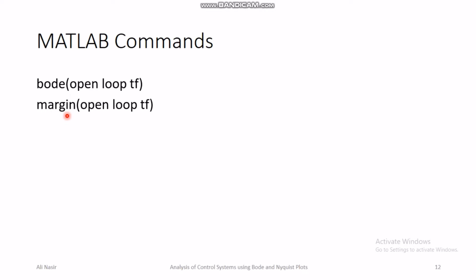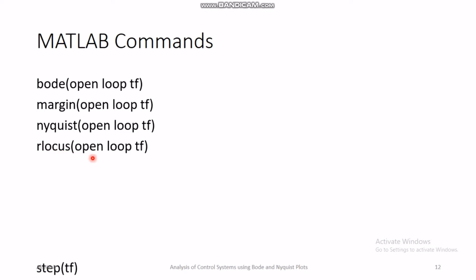Similarly, there is a Nyquist command in MATLAB. If you use the Nyquist command, it provides you the Nyquist plot for the open loop transfer function, which you can use to determine the gain margin, phase margin and stability property of the closed loop transfer function. Then there is the rlocus command, which you can use to sketch the root locus.